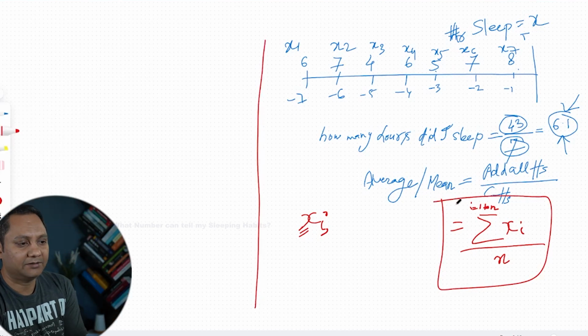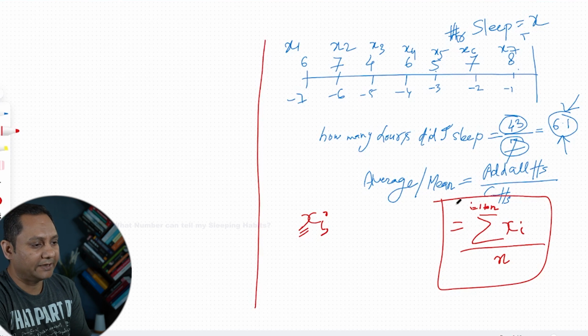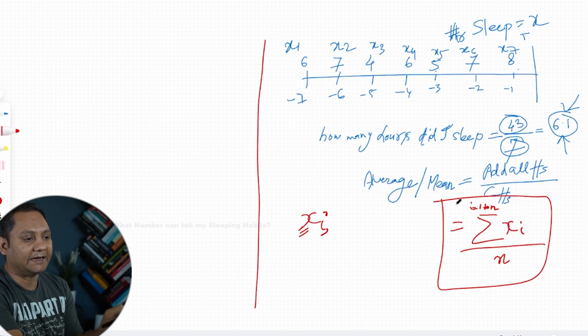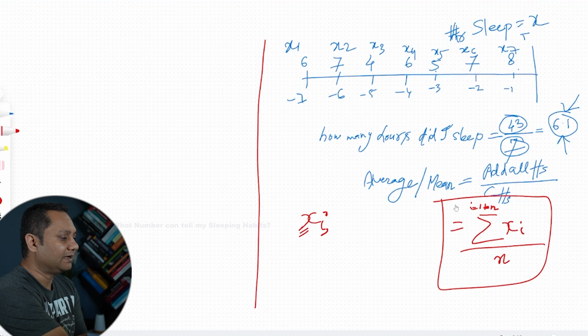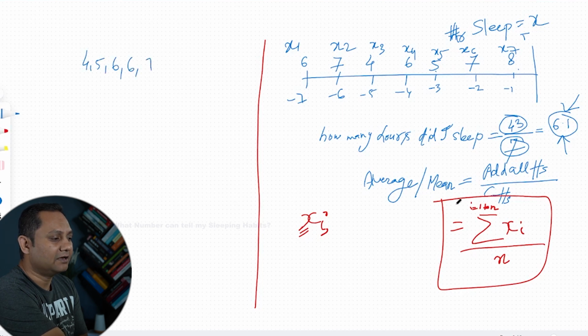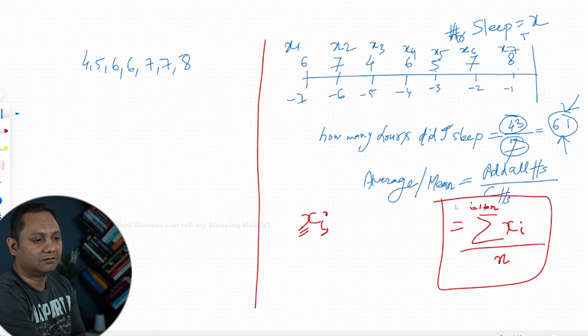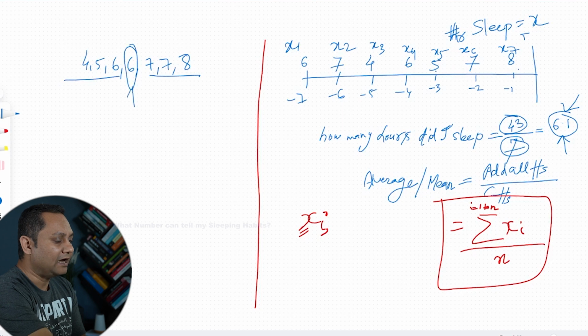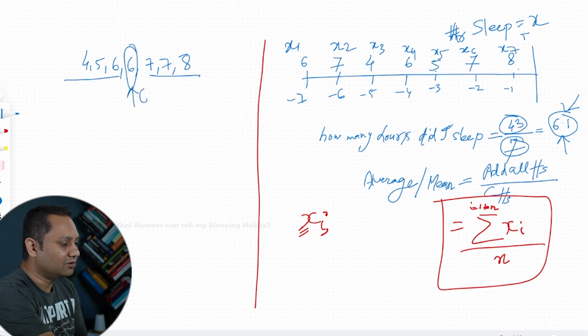Now there can be another measure. If I have to tell how many hours my sleeping habit is, all I can do is take all these numbers and arrange them. If I arrange them, they will look something like this: 4, 5, 6, 6, 7, 7, 8. Now I can take these numbers and pick the middle one. So I can say my sleeping habit is 6 hours.